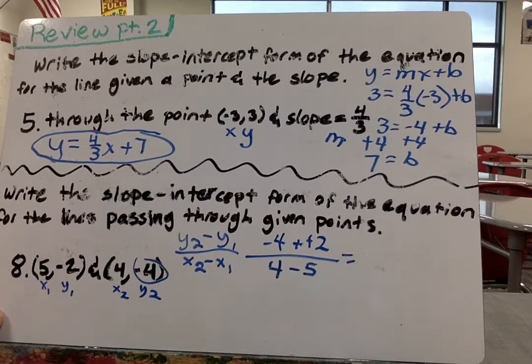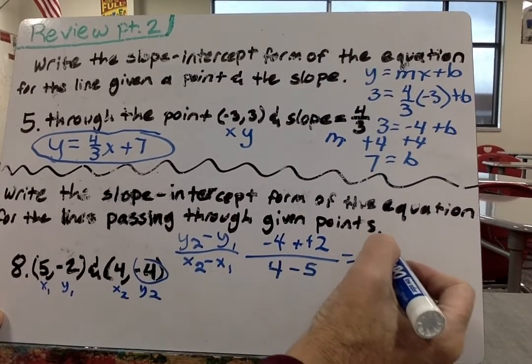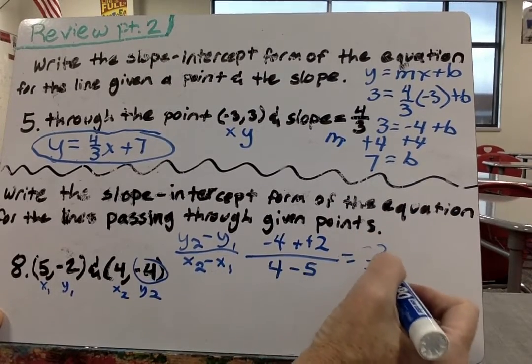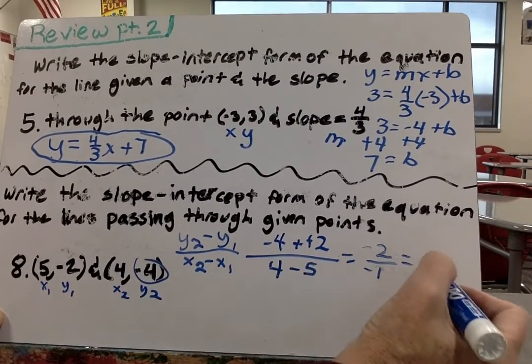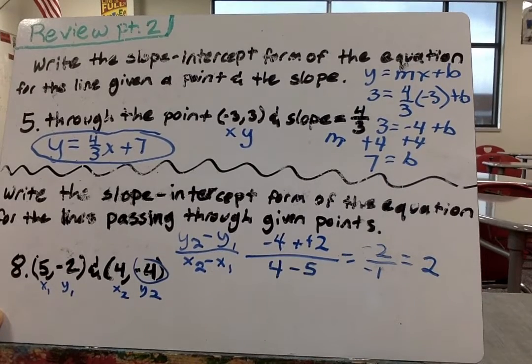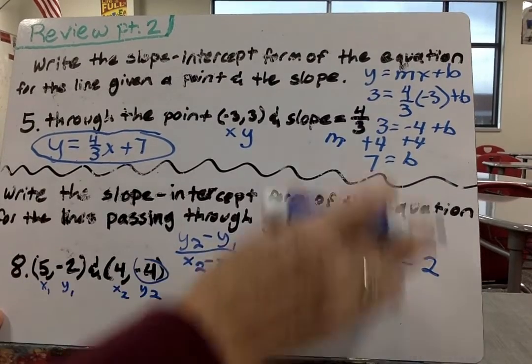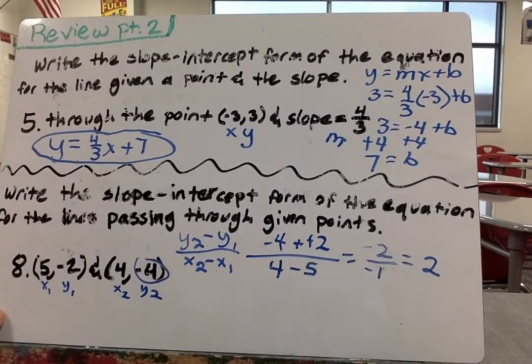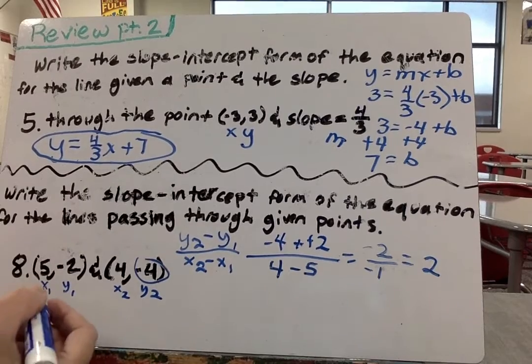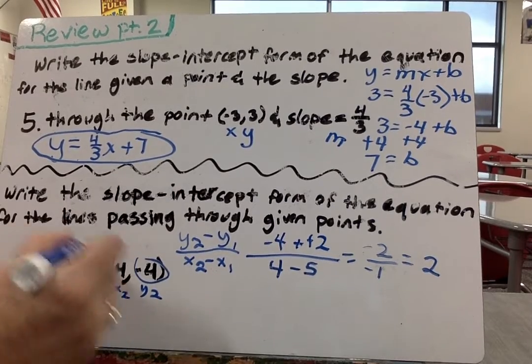Okay, so negative 4 plus 2 is negative 2. 4 minus 5 is negative 1. So our slope between those 2 points is 2. Now we use one of these points and the slope, and then we can do it like we did up here. We have our x and our y. We can just choose this one.